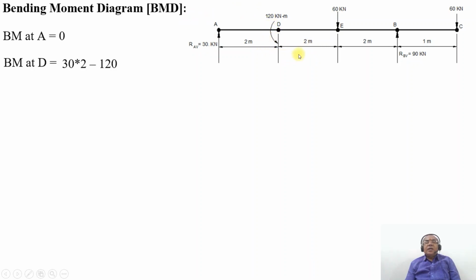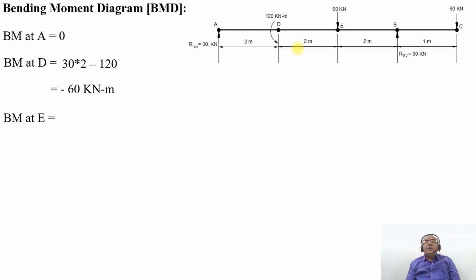And due to the couple effect, which is in the counterclockwise direction, since you have a counterclockwise couple, it becomes minus 120. So BM at D will be equal to minus 60 kilonewton meter. That means BM at D drops from 60 kilonewton meter to minus 60 kilonewton meter.